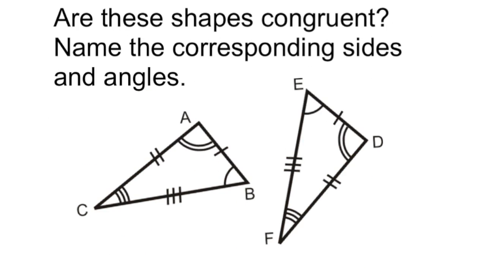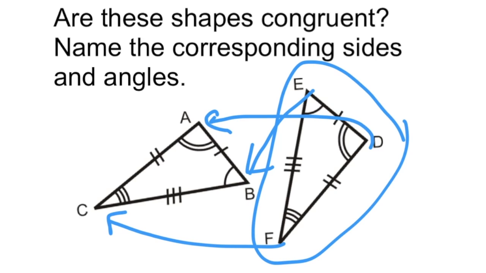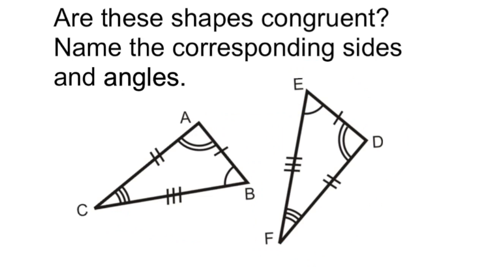Are these shapes congruent? Name the corresponding sides and angles. We have triangle ABC, and it is congruent to triangle DEF, because if you flip this one over, the D is the same as the A, the E is the same as the B, and the F is the same as the C.